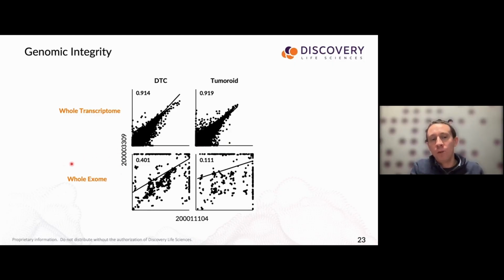When we did look at the whole exome data, however, there was no correlation between either the DTC sample or the tumoroid that was generated from them. The R-squared values are not correlative at all. And in fact, most of the unique mutations were present either only in one or the other of the tumoroids. There were some, but not a lot, in both. So the tumoroids are genetically distinct and not related to each other at all.